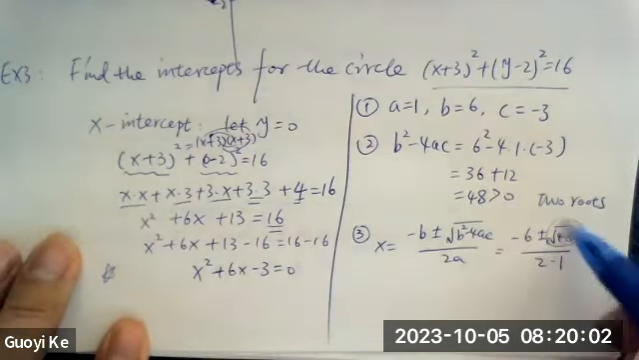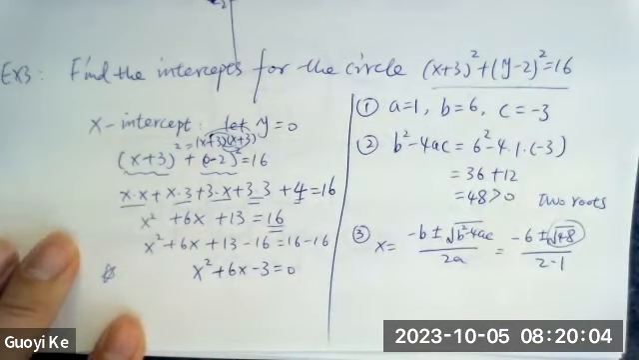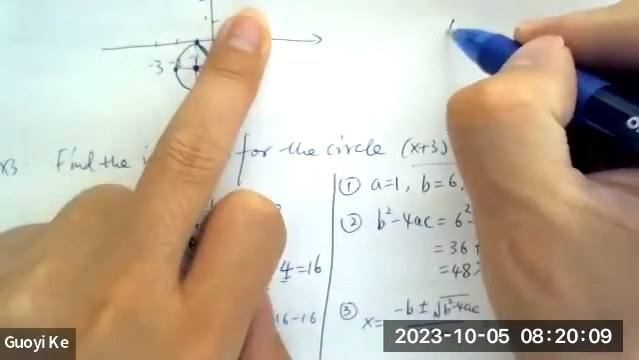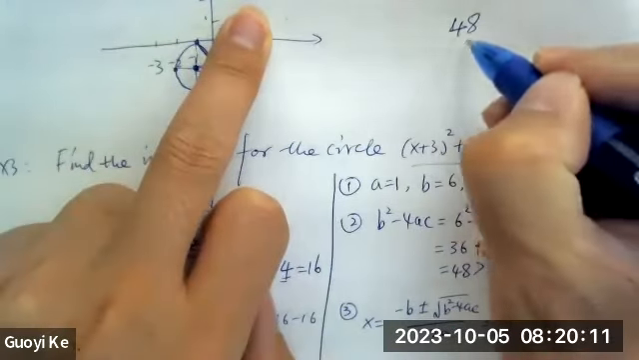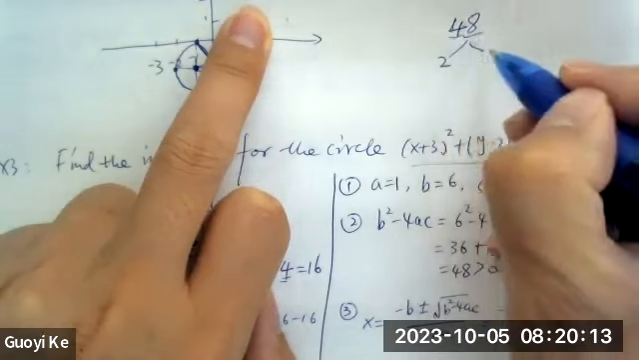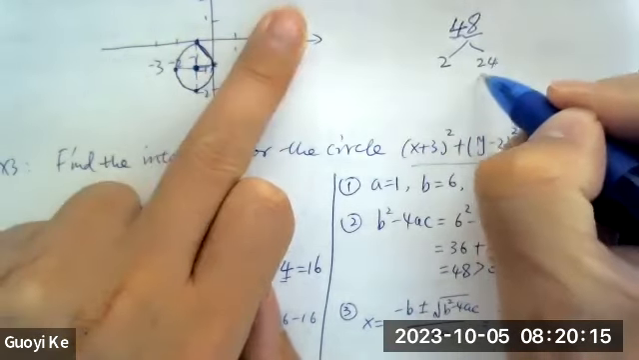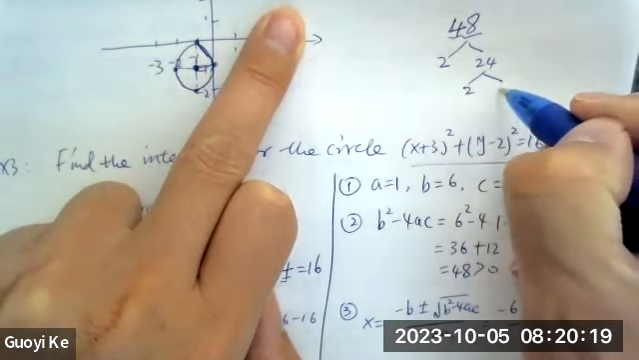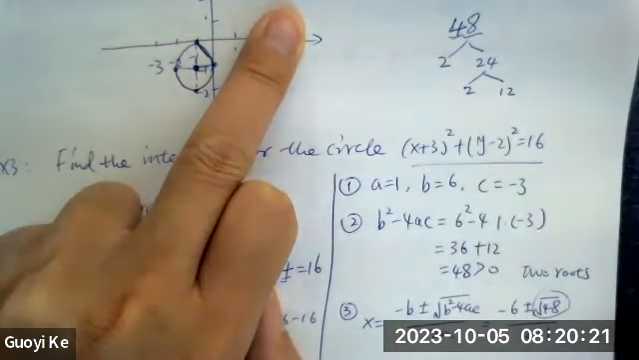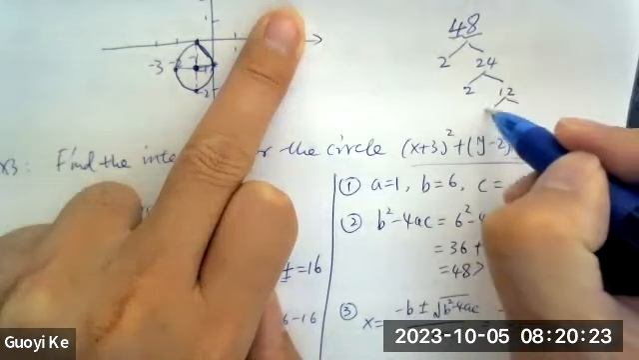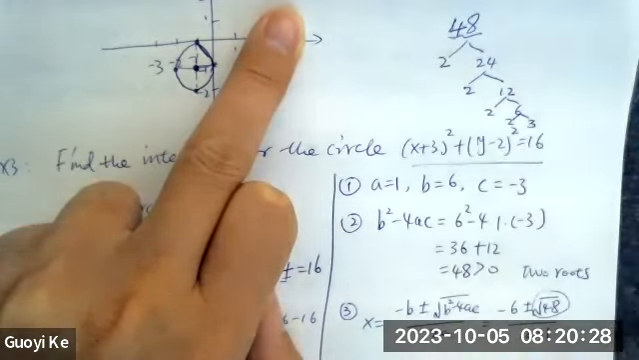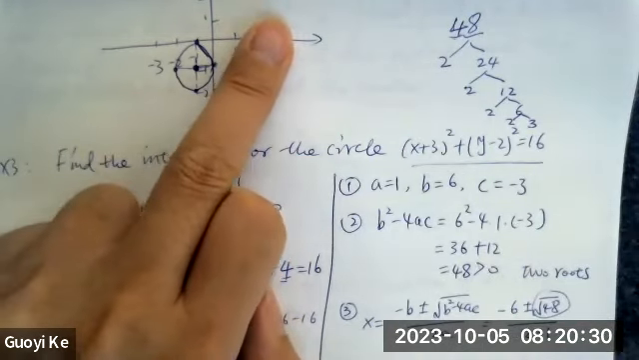How to simplify this radical number? We can use the factoring method. I can write down how to factor 48. Because it's an even number, you can divide by 2. It's 24. 24 is an even number, you can write it as 2 times 12. 12 is even, 2 times 6. 6 is an even number. Right.